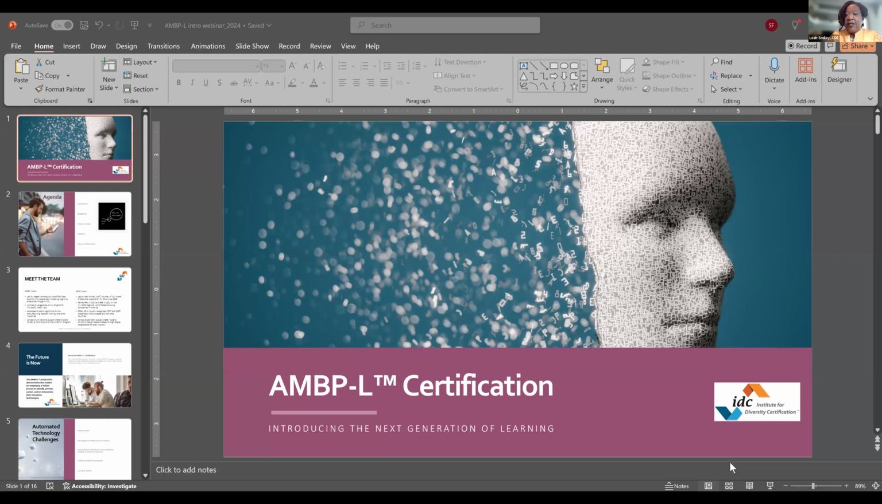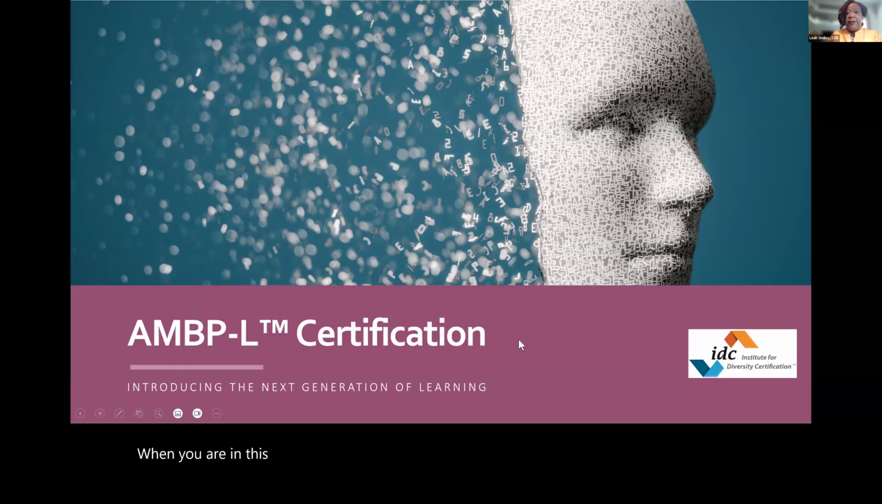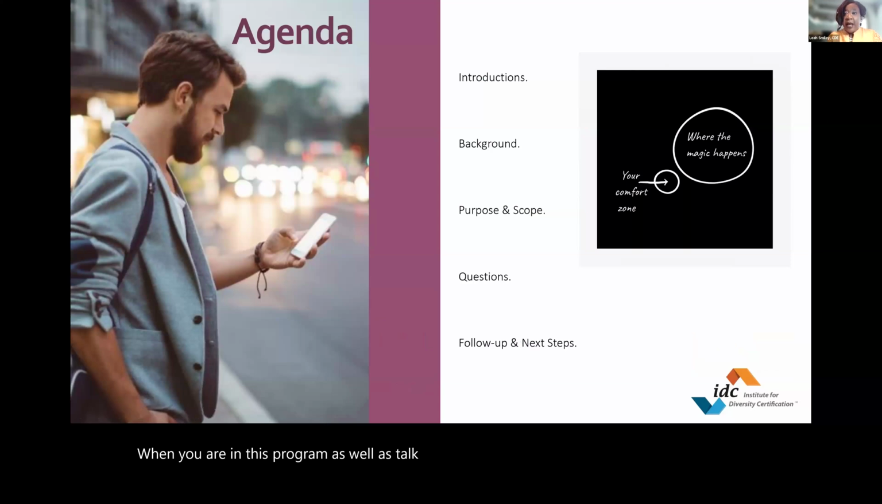This particular topic is very important because we're going to look at how process oversights can result in bias. And I'm going to talk about what the AMBP-L program does and how it can help your organization to ensure that it does not experience risk unnecessarily or other challenges. This program is, again, relatively new, but I'm going to give you an overview of what to expect when you are in this program, as well as talk about what it actually consists of.